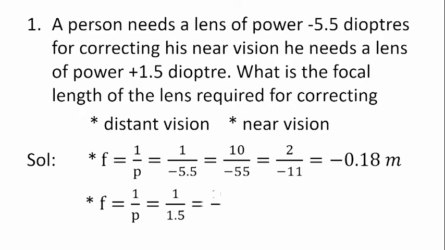And in the second case also, the same formula: f is equal to 1 by p, that is 1 by 1.5. When it is subjected to further calculation, we get the focal length of the lens required for the correction of that particular defect as 0.667 meter.